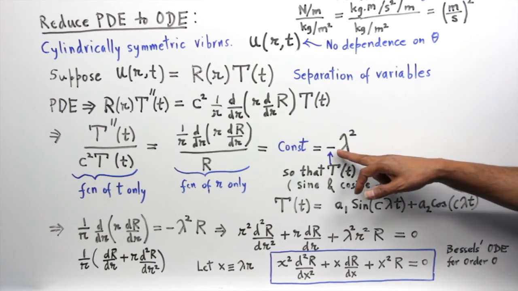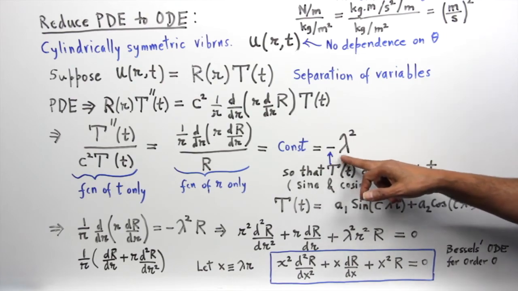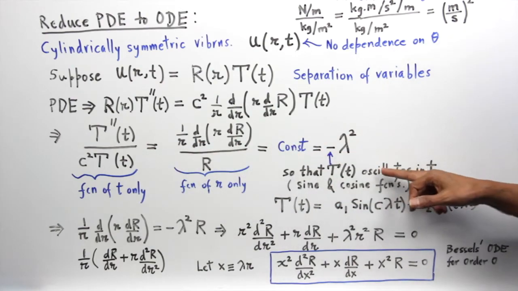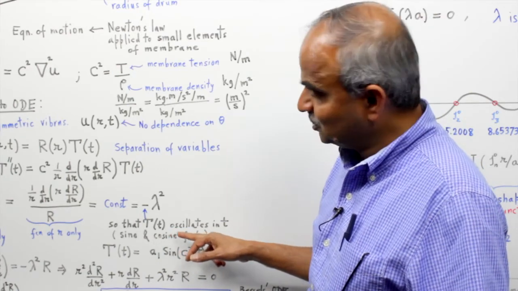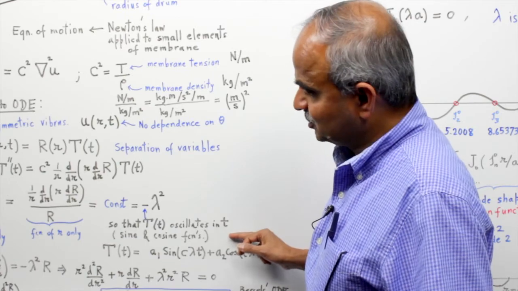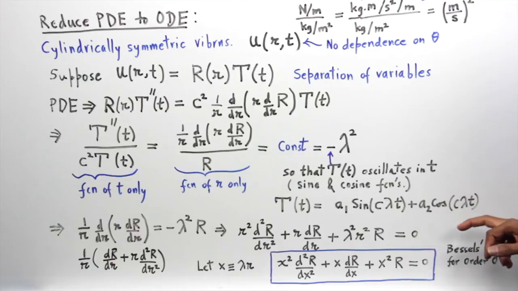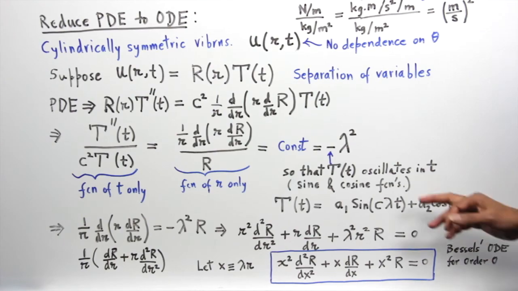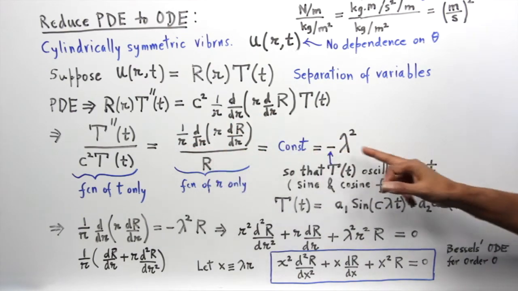And so we would like to have this dependence in time. If we make the other choice, if we put a positive constant here, then the sign of this term in the equation will change, and then we will get exponential solutions, exponentially growing and exponentially decaying solutions, and that is not suitable for this drum vibration problem. So we can choose this on physical grounds, and so we have the time dependence given by this. And once we have this choice, let's see what the radial dependence tells us.